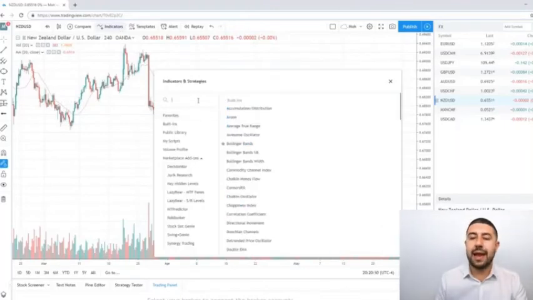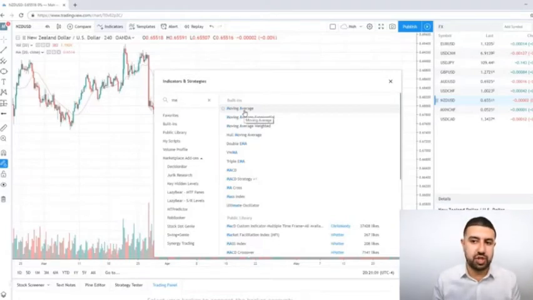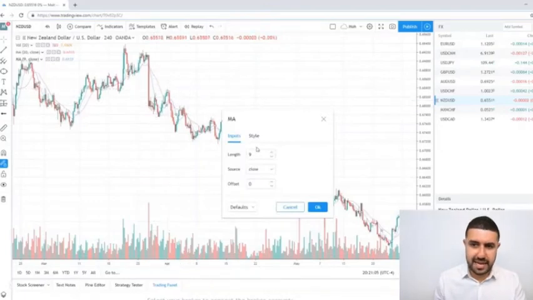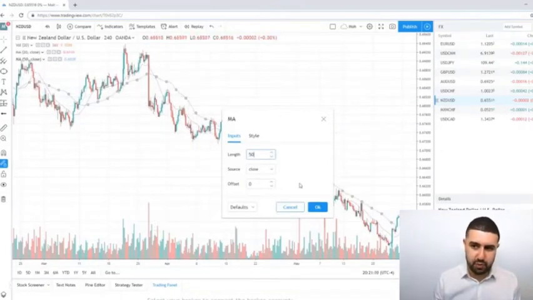Then I'm going to add another one. I'm going to have the 20 period, which I'm going to call my short-term moving average. And I'm going to add one that's longer term, that's slower to react to recent price changes. The second one that I just added, I'm going to change from 9 to 50. So I'll have a 20 period moving average and a 50 period moving average.